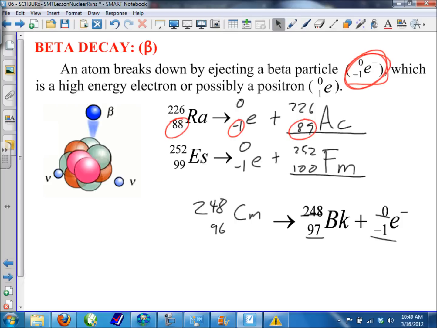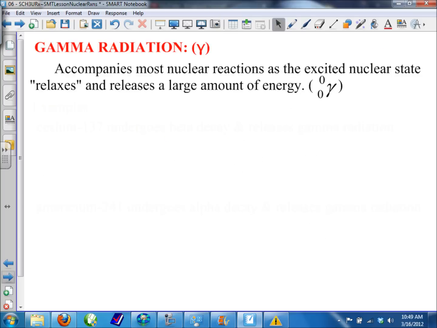Gamma radiation accompanies most nuclear reactions. We don't always necessarily write it because it has a mass of 0 and 0 protons, so it doesn't affect the nuclear equation. But it usually does occur, it's just an energy release.